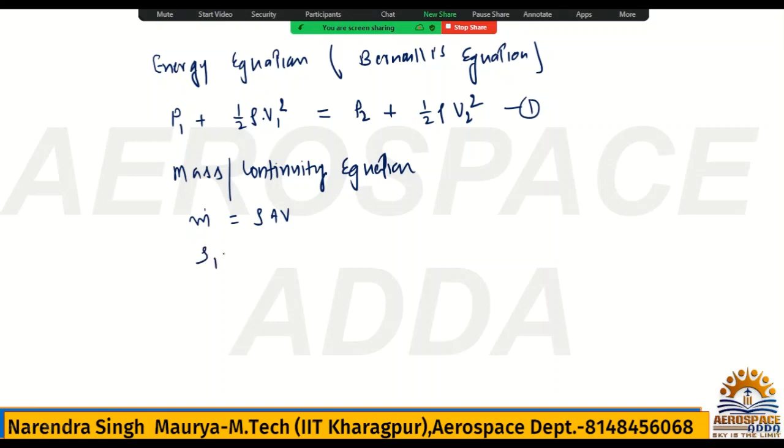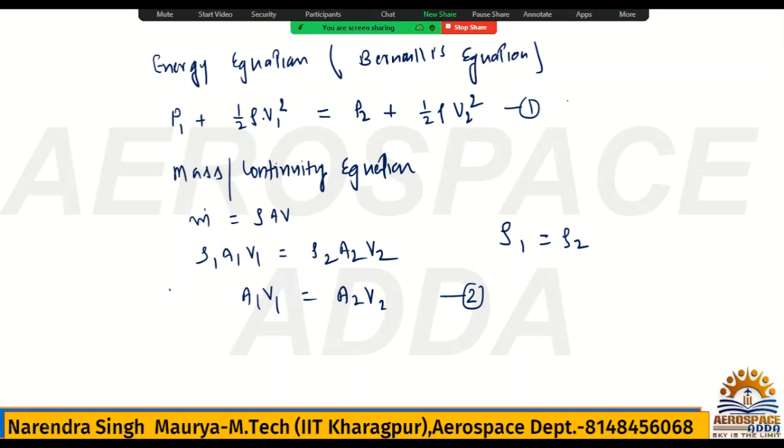So what you may get? You may get rho A1 V1 equals rho A2 V2, because it is incompressible flow, so rho 1 is equal to rho 2. What you got? You got A1 V1 is equal to A2 V2. This is equation number 2 and this is equation number 1. If they say calculate V2 or V1, anything you can calculate. Yes or no? What you can write? You can write 1 by 2 rho V1 square minus 1 by 2 rho V2 square is equal to P2 minus P1. You can write like this.